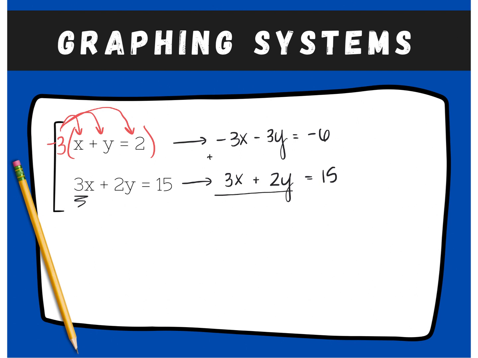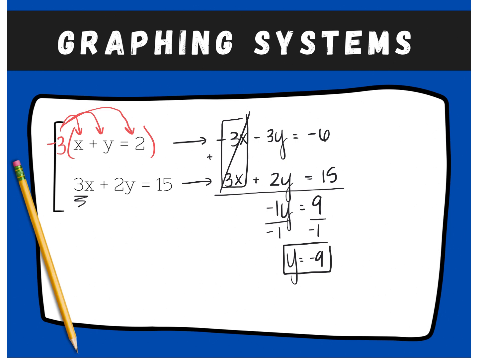Now when I add my equations together, my x's are going to give me 0x. That's a good thing. Negative 3y plus 2y is negative 1y, and negative 6 plus 15 is 9. And then I can divide by negative 1 to get y by itself, which tells me that y is equal to negative 9. Again, I still need to go back and plug that negative 9 in to figure out what x is equal to, but at least I'm halfway there.